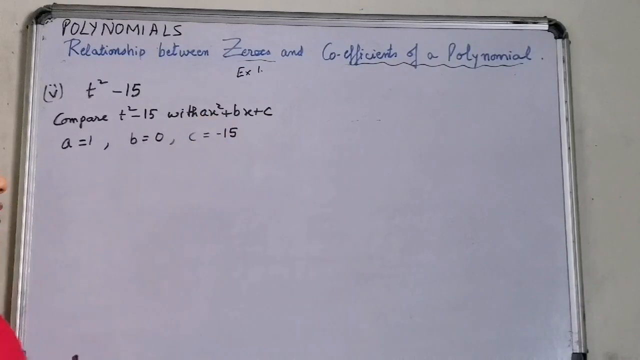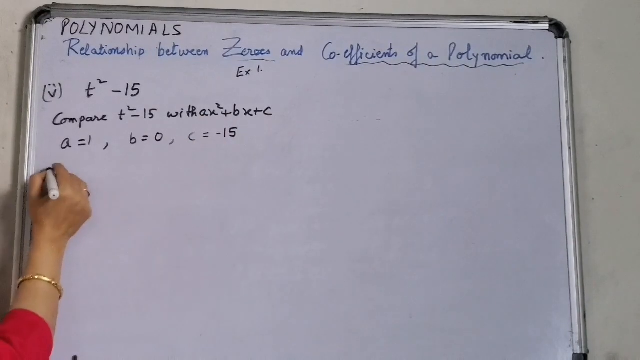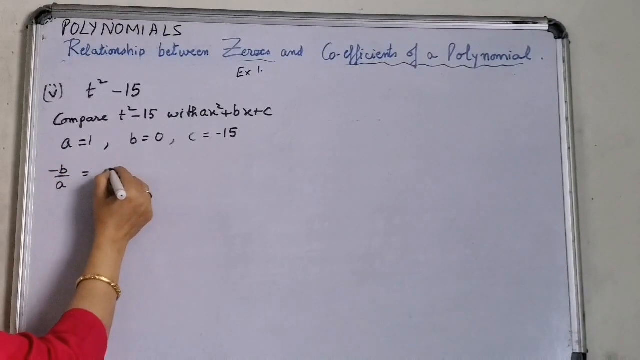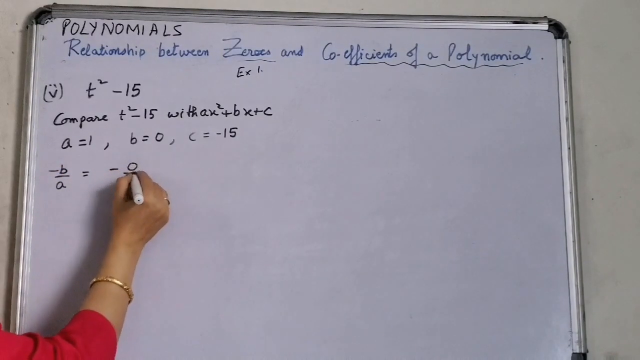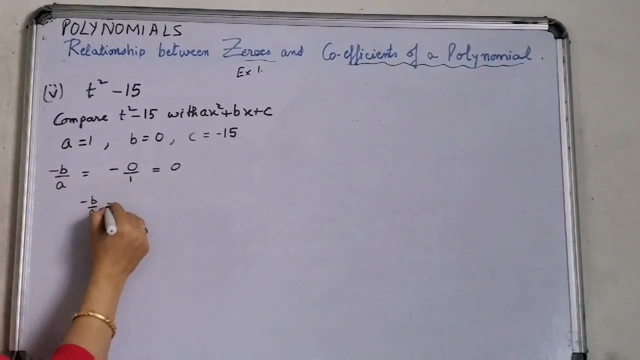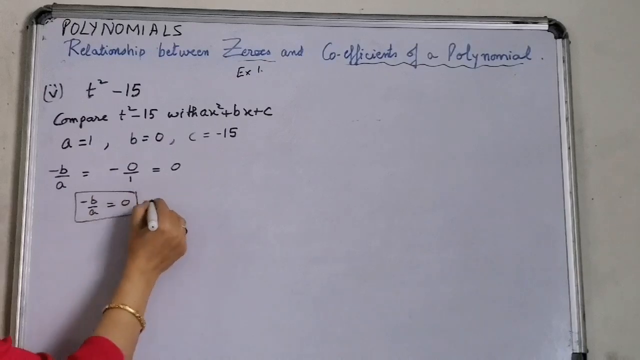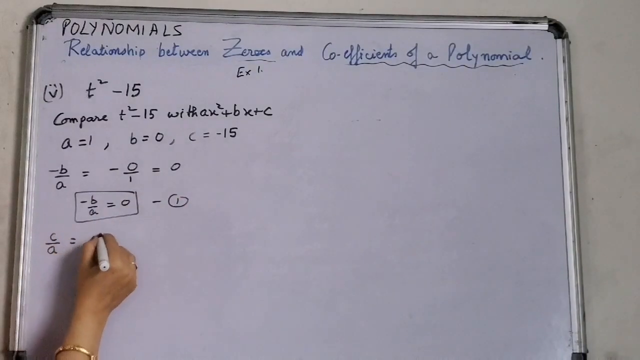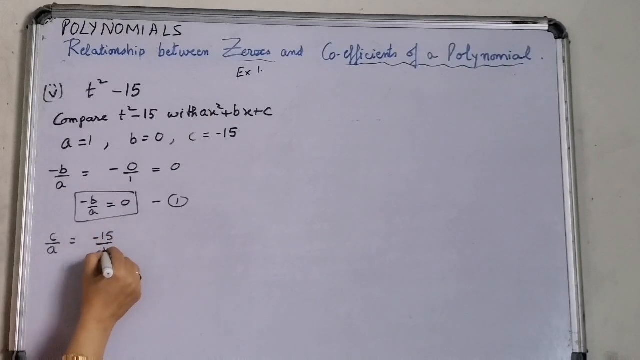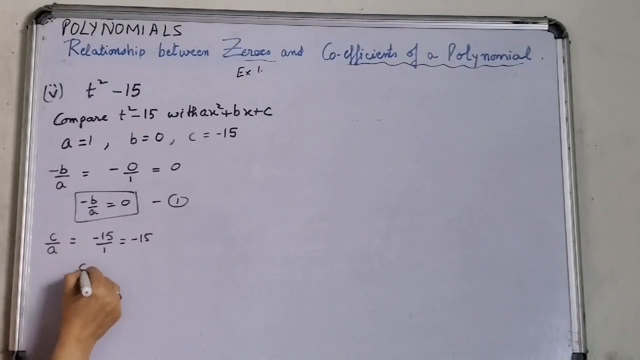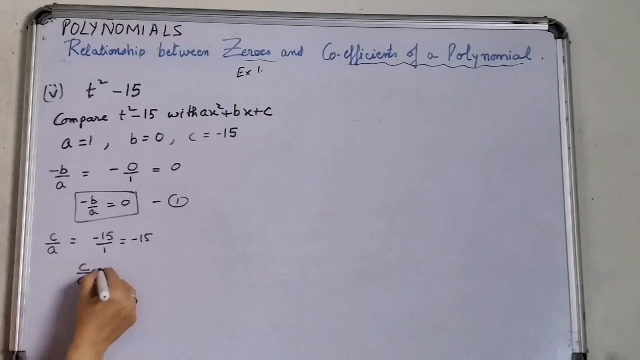As by convention, we'll first find out minus b upon a. Minus b upon a means minus 0 upon 1, that turns out to be 0. So minus b upon a is 0. That turns out to be our first result. Then we are going to find out c upon a. This is minus 15 upon 1, so this is minus 15. This is our second result. c upon a has turned out to be minus 15.